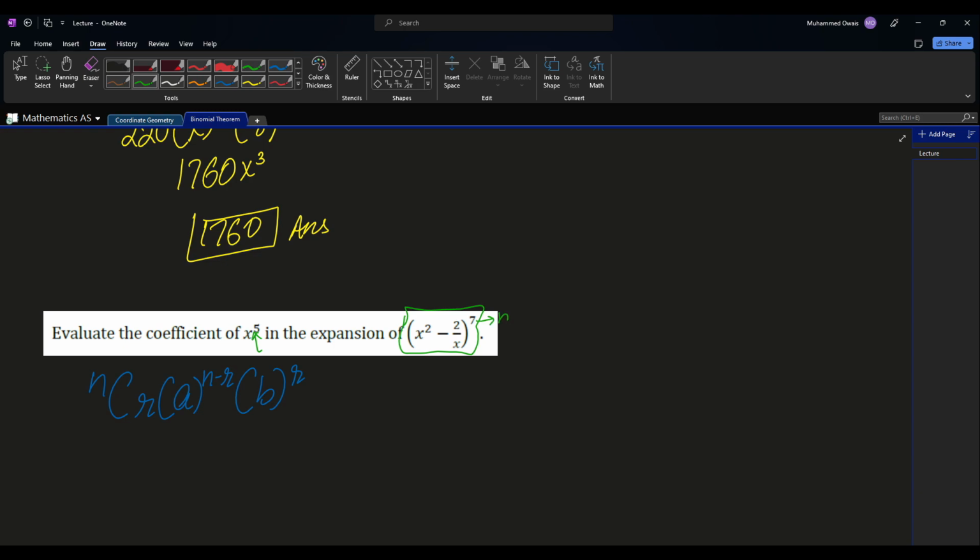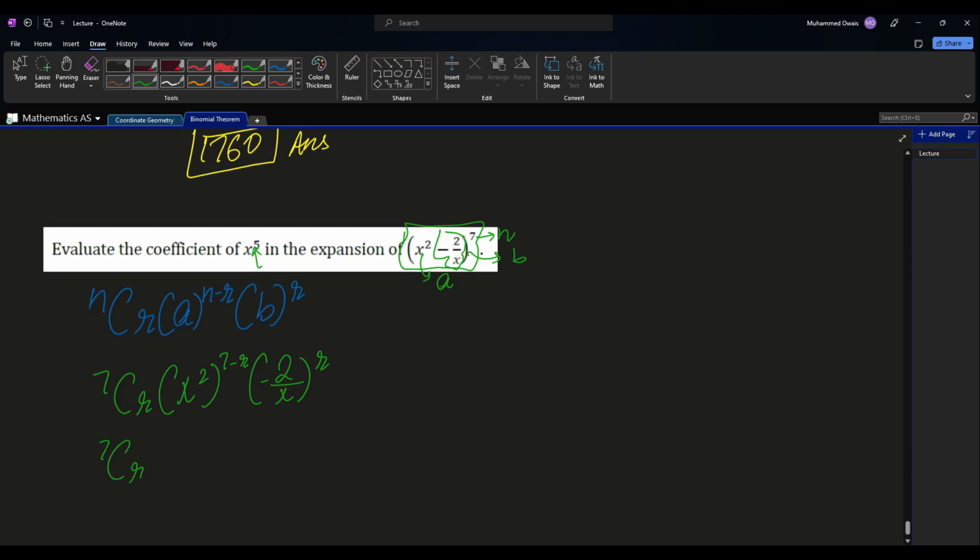So this 7 is n. x square is a, minus 2 over x is b. Remember that we need to include the minus. And so we say 7Cr into a, which is x square, and n is 7, so power 7 minus r. And then this b will be minus 2 over x, power r. And this becomes 7Cr. Know that these powers will be multiplied with each other. Do not forget that.